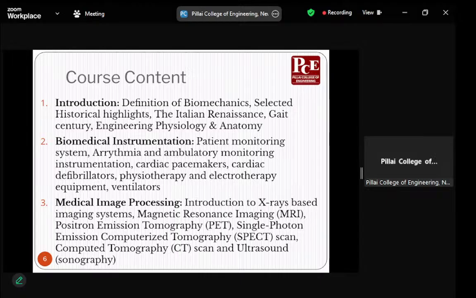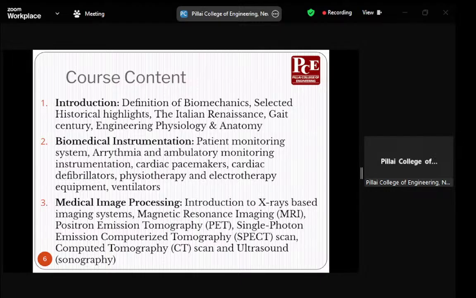And the third module is about medical image processing. Whenever you are doing any simulation, you need to make a model of the subject, or you can say organ, on which you are going to do the simulation. In today's scenario, you must have known about CT scans and MRIs. But apart from this, there are different image processing devices, which, as I told you, are also designed and developed by engineers.